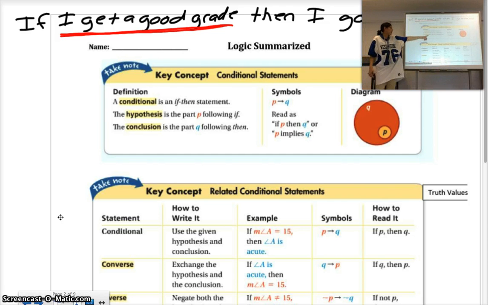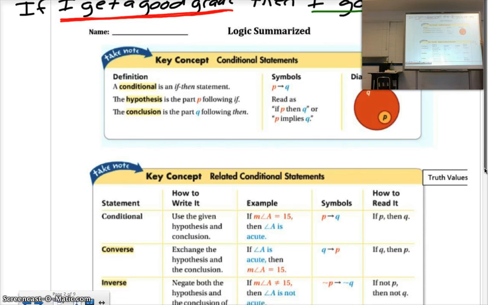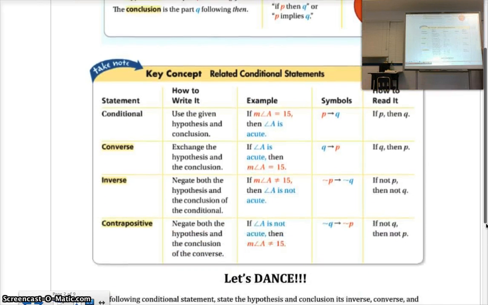The next part, then, so what follows then is the conclusion. Then I go to the mall. So what's my conclusion? I go to the mall. Not too bad, right? Hypothesis, conclusion. Oh, don't complain. It's not that bad. Okay, so let's move down here.